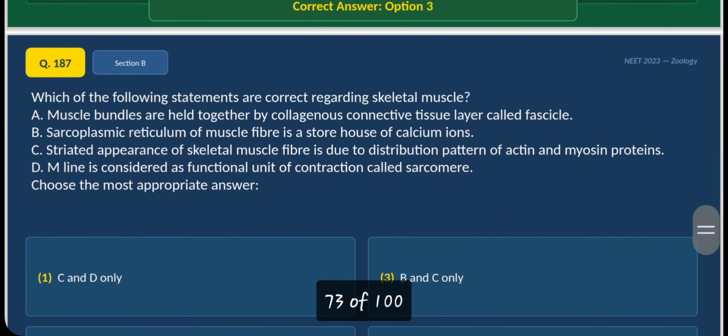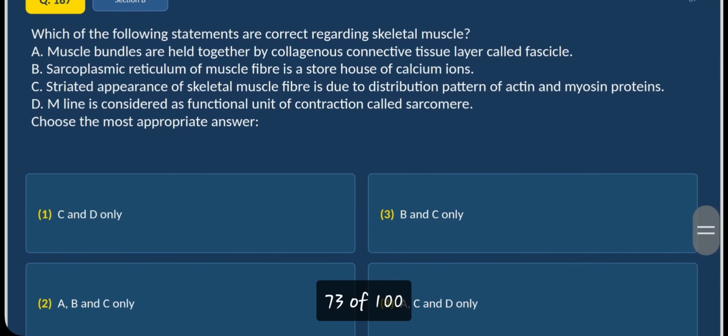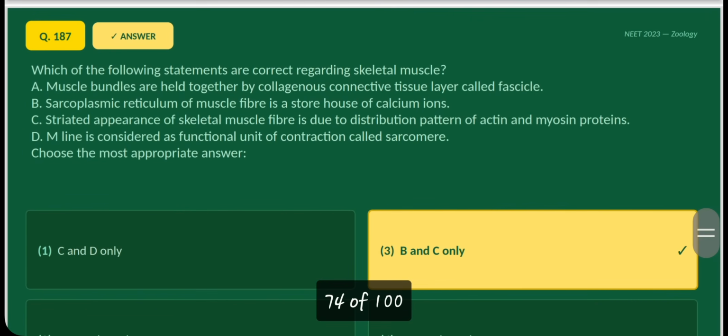Which of the following statements are correct regarding skeletal muscles? Muscle bundles are held together by a collagenous connective tissue layer called fascicle. Sarcoplasmic reticulum of muscle fiber is a storehouse of calcium ions. Striated appearance of skeletal muscle fiber is due to distribution pattern of actin and myosin proteins. M line is considered as a functional unit of contraction called sarcomere. So D is incorrect. So here the correct statements look like B and C only.